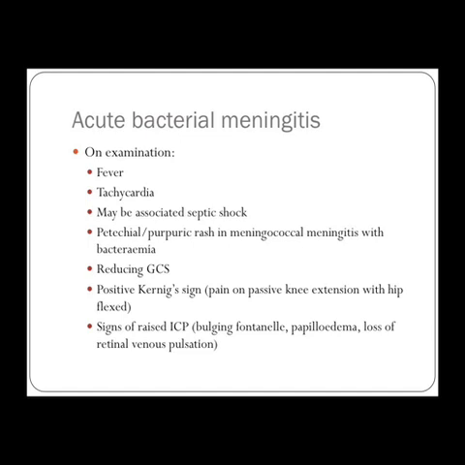They may have a rapidly deteriorating GCS, and on examination, they might have a positive Koenig sign, and this is pain which the patient has when the knee is extended with the hip flexed, and that's caused by irritation to the meninges. They may also have signs of raised intracranial pressure. In an infant, this might include a bulging fontanelle, or they may have papilledema or loss of retinal venous pulsation. But again, I should stress that these signs are not always 100% sensitive, and you shouldn't really rely on them clinically.